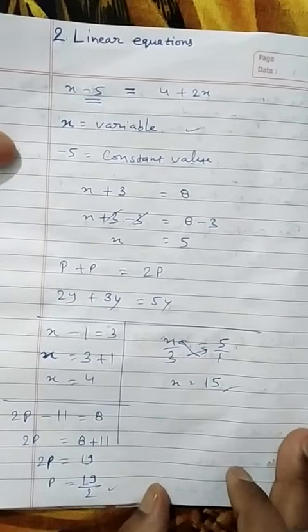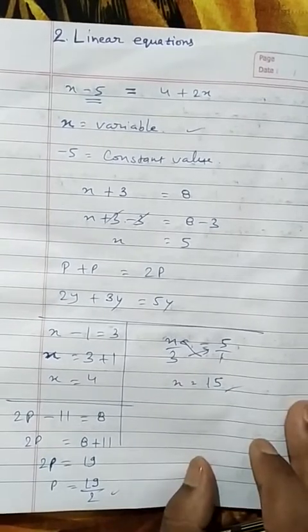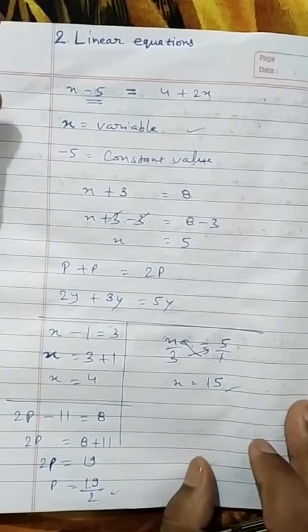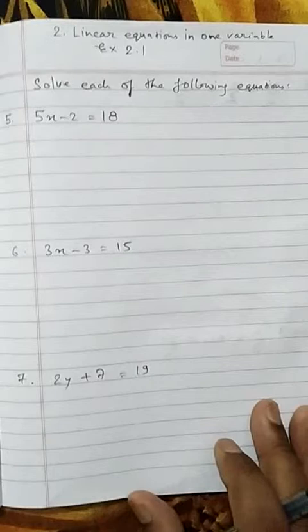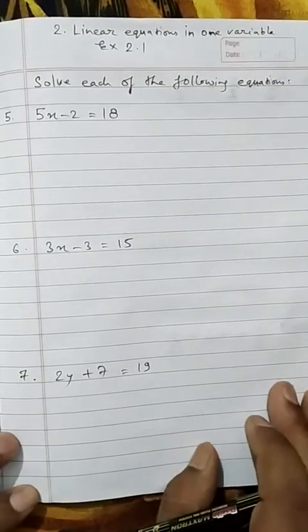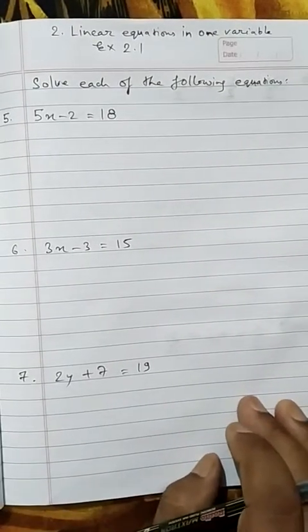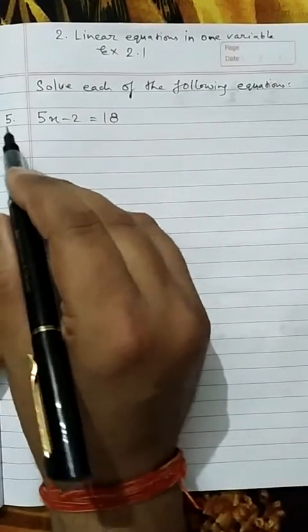Okay, now I hope that you have all revised your class 6 and 7th. Okay, still if you have problem you can ask me. Now we'll continue our exercise 2.1 of linear equations in one variable. Today's fifth question.